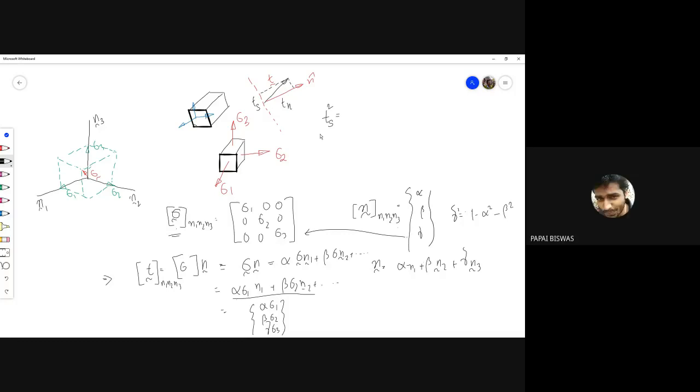1 minus tn squared? 1 minus tn squared? No, the magnitude of t is not unity.